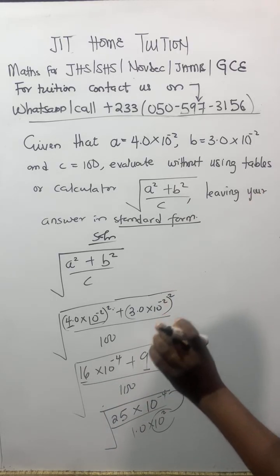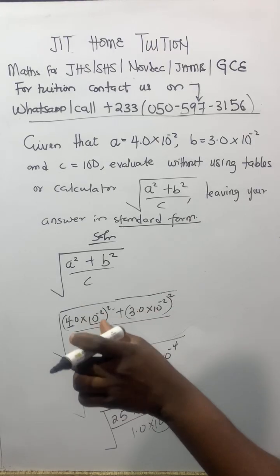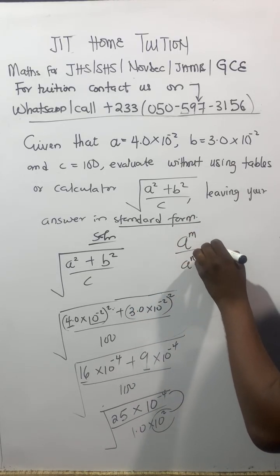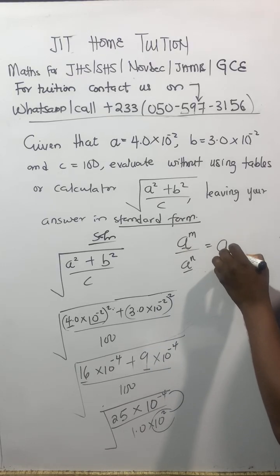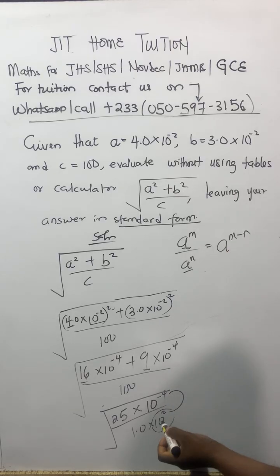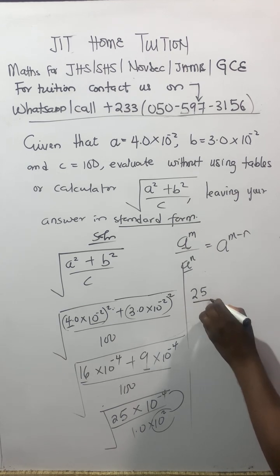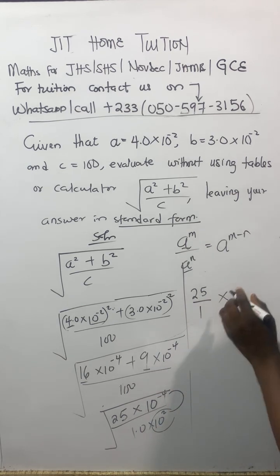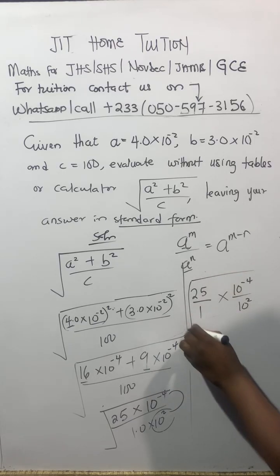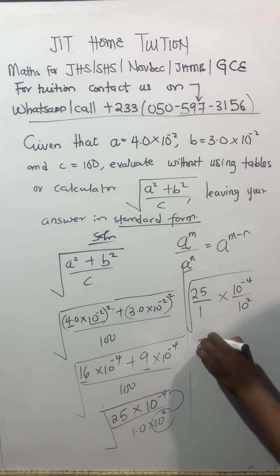Here you're applying the second law of indices, which says that when they're dividing and the bases are the same, you subtract the powers. So assuming that you have a exponent m divided by a exponent n, since they are dividing and the bases are the same, that will become a exponent m minus n. So with this one, that will be 25 on 1, and this side will be 10 exponent negative 4 on 10 exponent 2. Any number over 1 is still the same number, so you have 25.